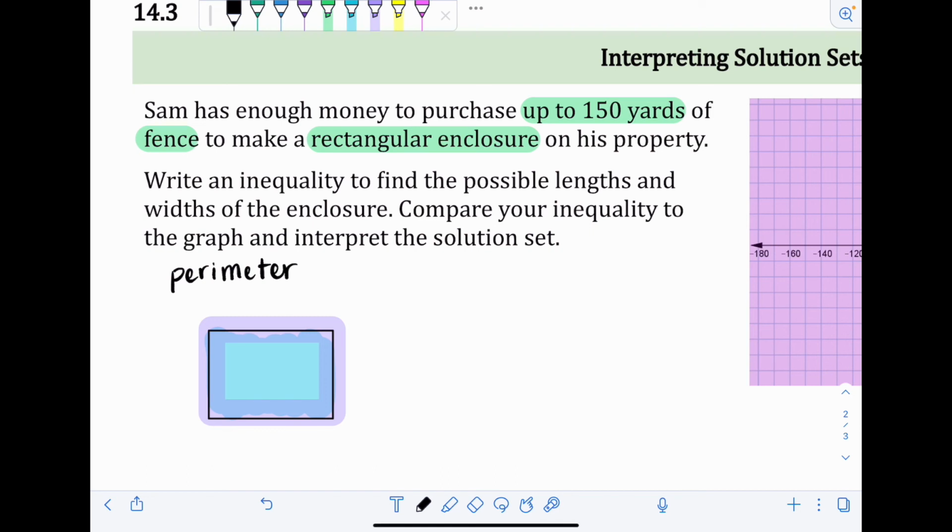I would say if he was laying down grass, like sod or something, that would be area because it's all throughout the rectangle. But we're just trying to build a fence around it, so we just need perimeter.